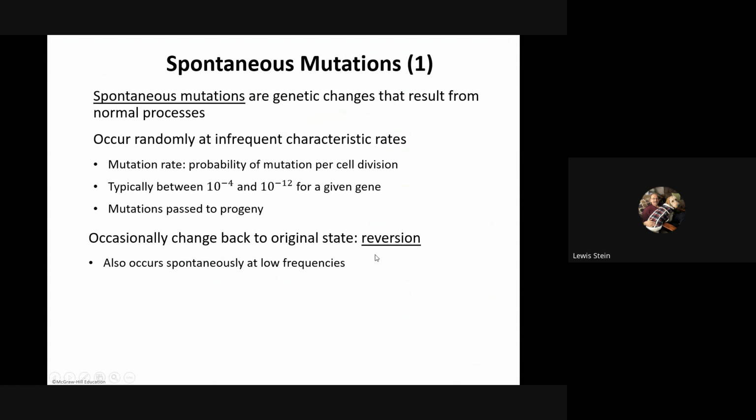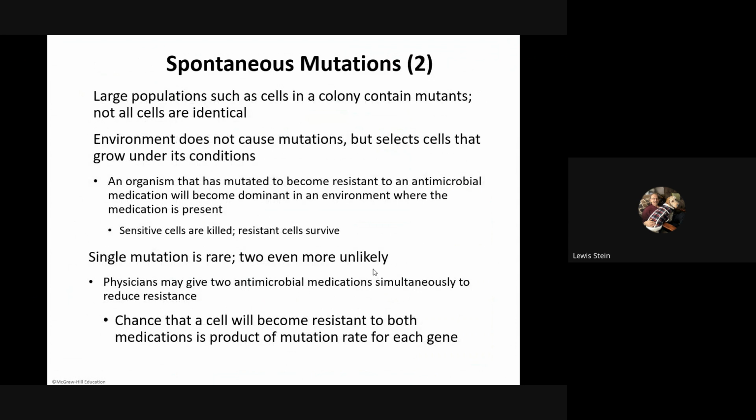We'll talk about what are called reversion or back mutations. That's an oddball. If it could mutate backwards to being normal, imagine the effect of the mutagen. That's what the Ames test is based on.